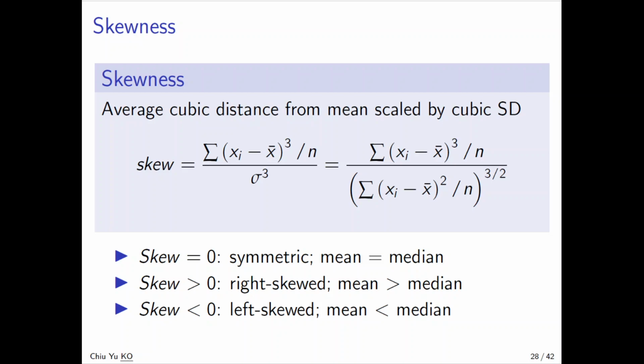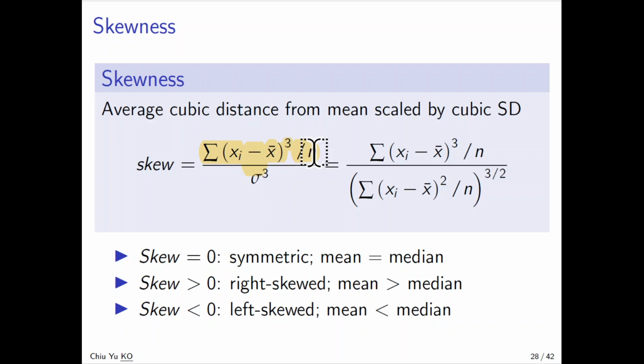Remember, variance is the average square difference from the mean. So skewness is basically the average cubic distance from the mean. You can see that instead of being raised to the power 2, it is raised to the power 3. Why do we do that?